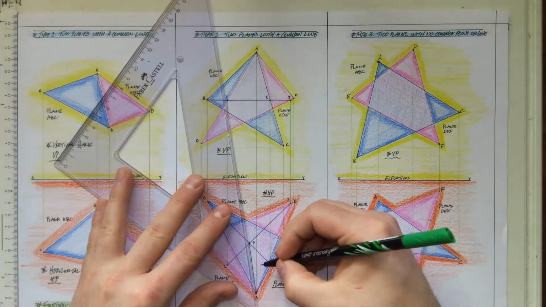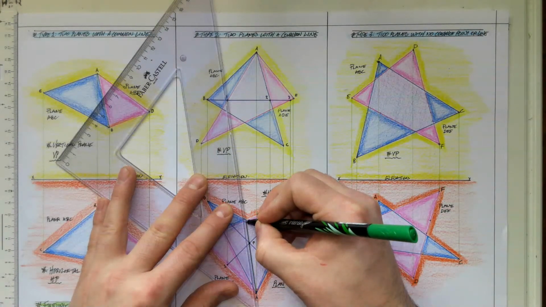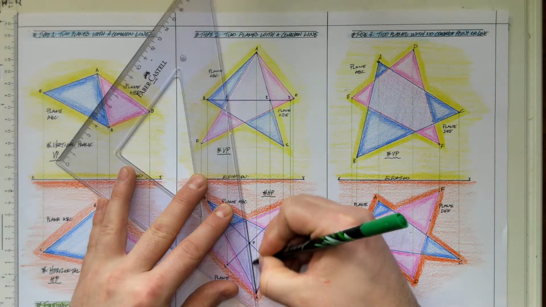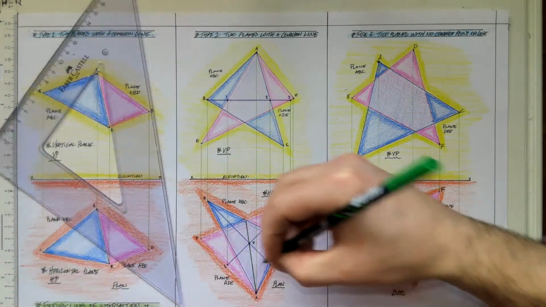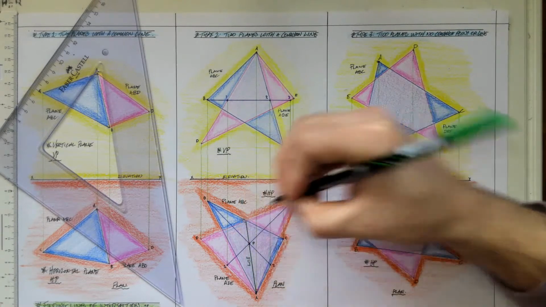What we would normally do in this situation is just run that line on to hit the next plane. Like so. I just heavy it in. And there we go. That's our line of intersection. I just go LOI. Line of intersection.